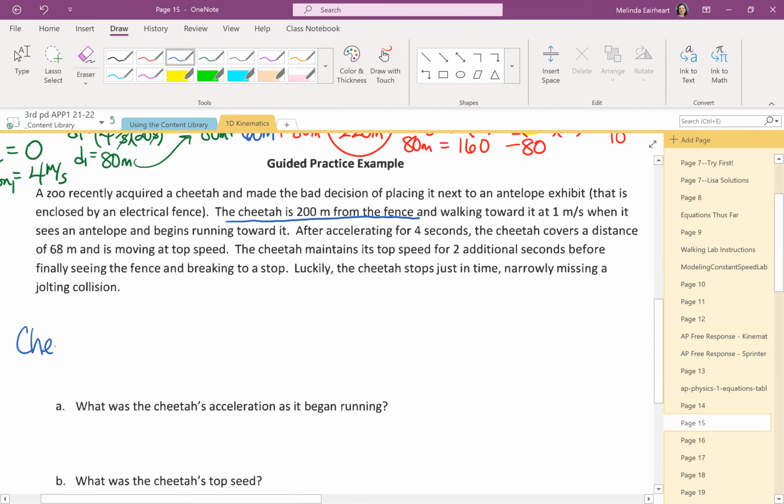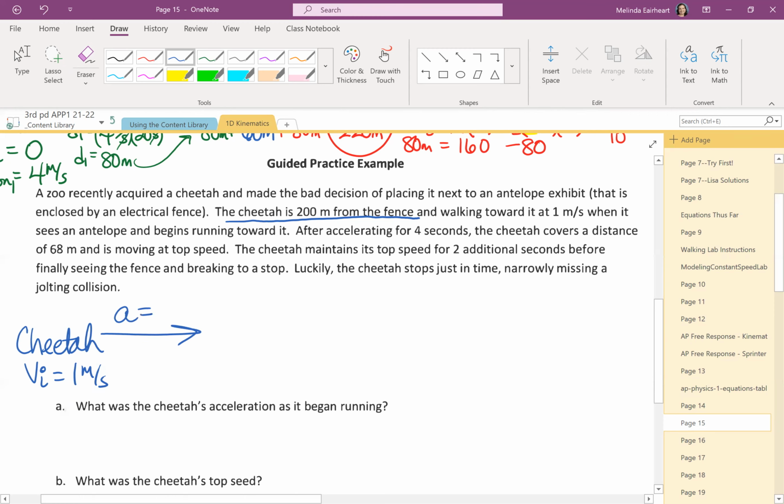By the way, I am not an artist. So there's my cheetah. The word cheetah is my cheetah. If you want to draw out a cheetah, go for it. Initially moving 1 meter per second. Tomorrow it could be higher. Tomorrow it could be starting at rest, but it's just already moving. Timer begins. They see the antelope. What happens? The cheetah is going to accelerate.